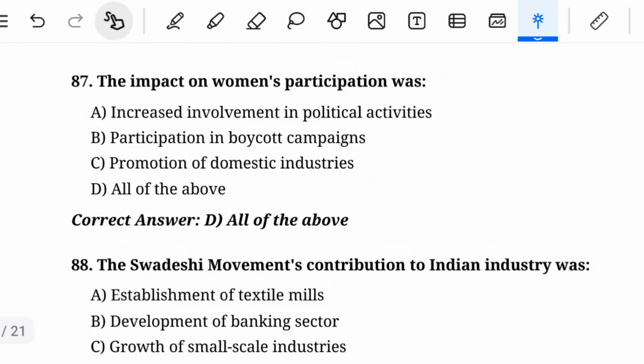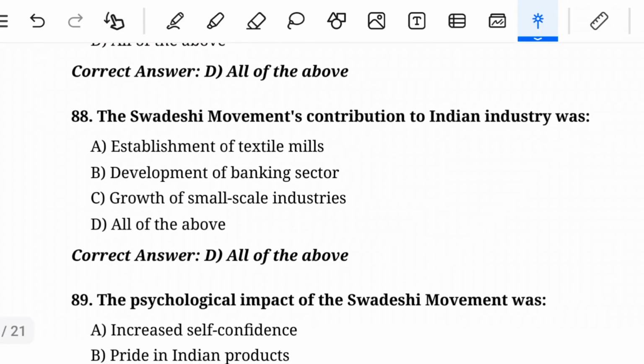87. The impact on women's participation was: A. Increased involvement in political activities. B. Participation in boycott campaigns. C. Promotion of domestic industries. D. All of the above. Correct answer: D. All of the above.